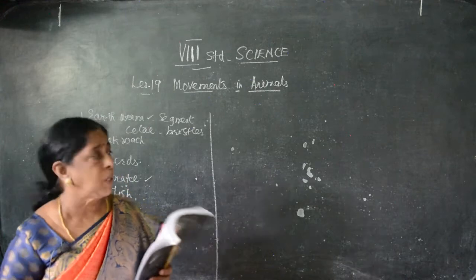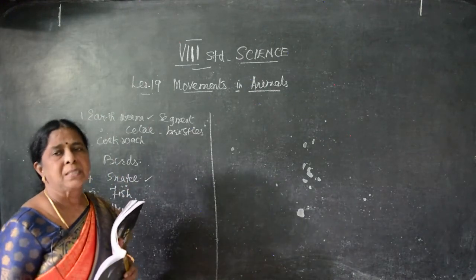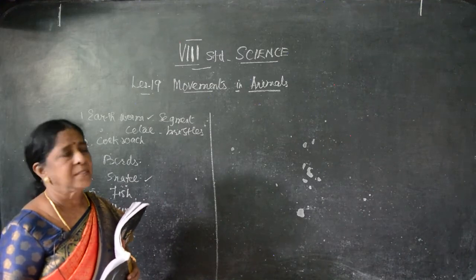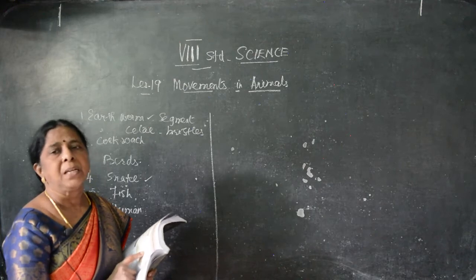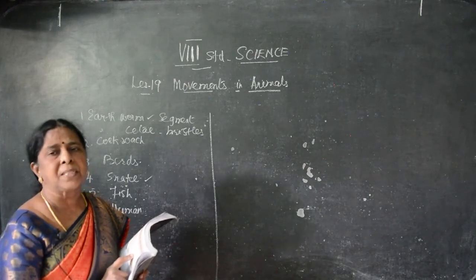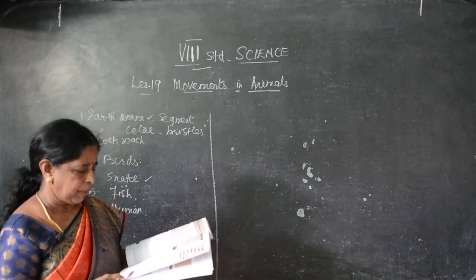Next one we have to see is cockroach. Cockroach is quite common. We have seen it in our houses. It has wings. Okay, sorry, not feathers, wings. By using the wings, it can fly. It has legs also, 3 pairs of wings and 3 pairs of legs. By using the wings and legs, they can fly.